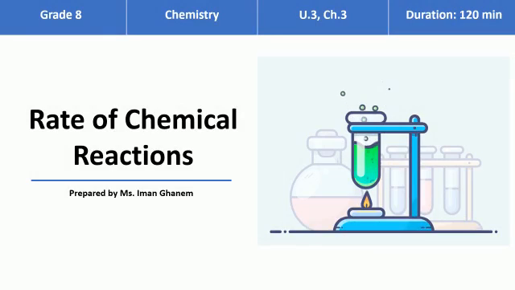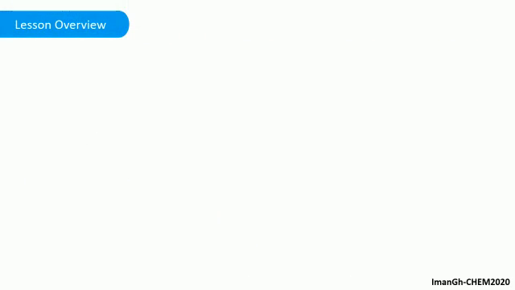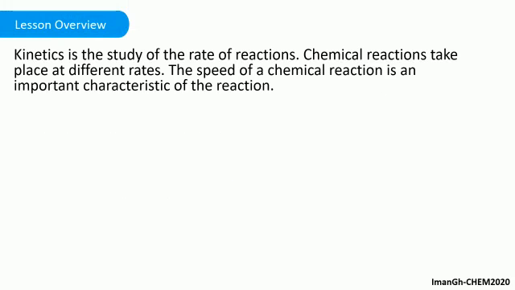Today we will start with Unit 3, Chapter 3, Rate of Chemical Reactions. Chemical reactions have different properties. One of the differences between chemical reactions is the rate at which they occur. Kinetics is the study of the rate of reactions.